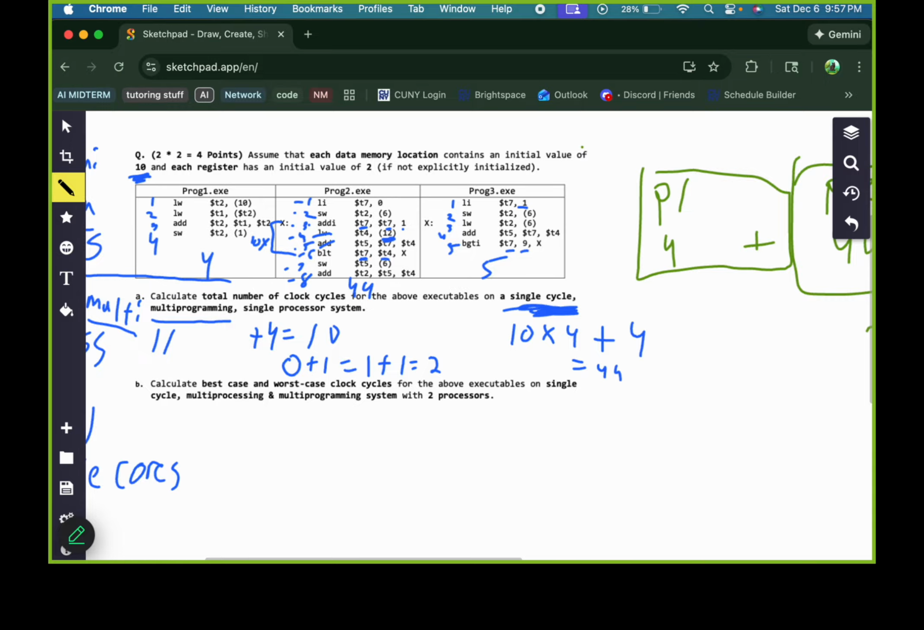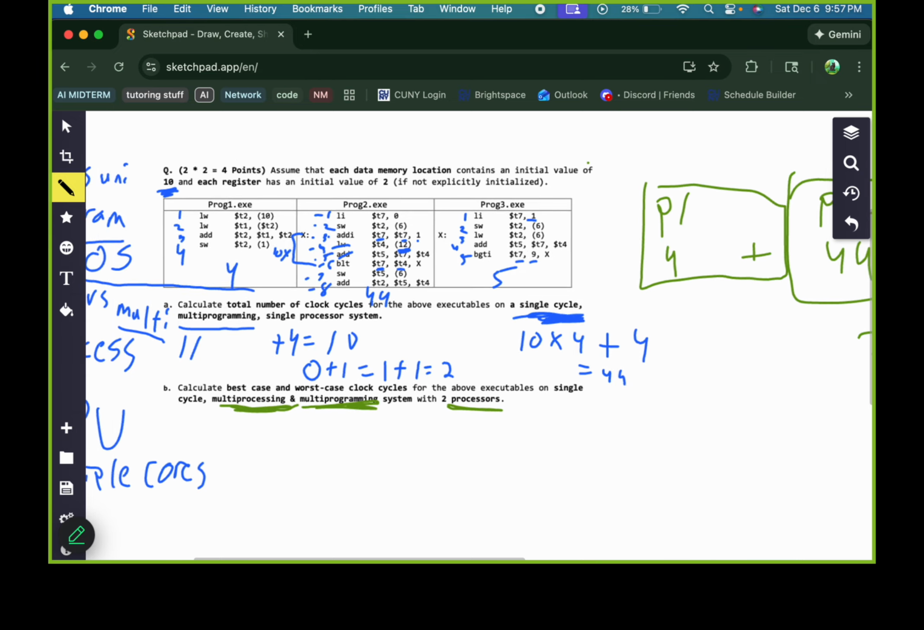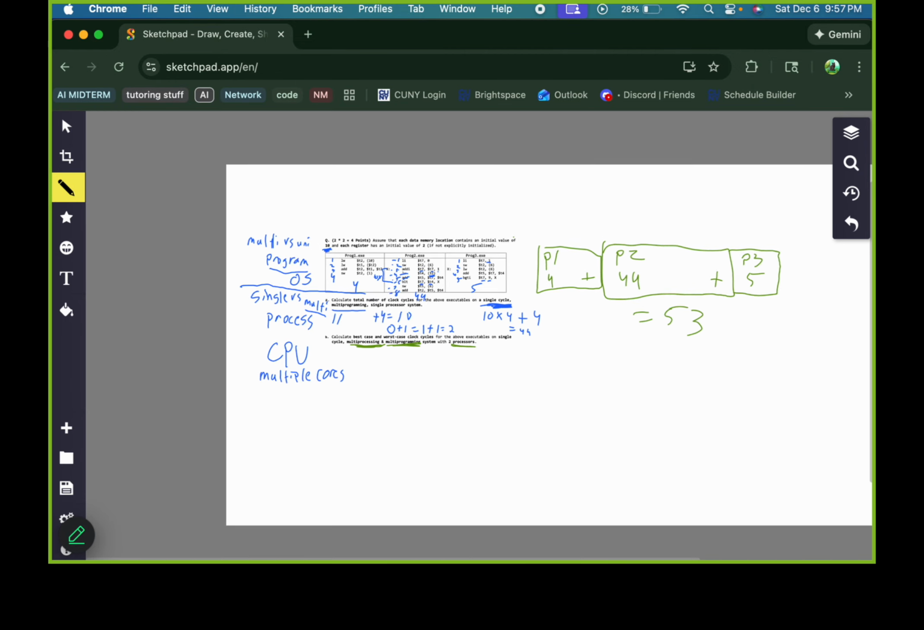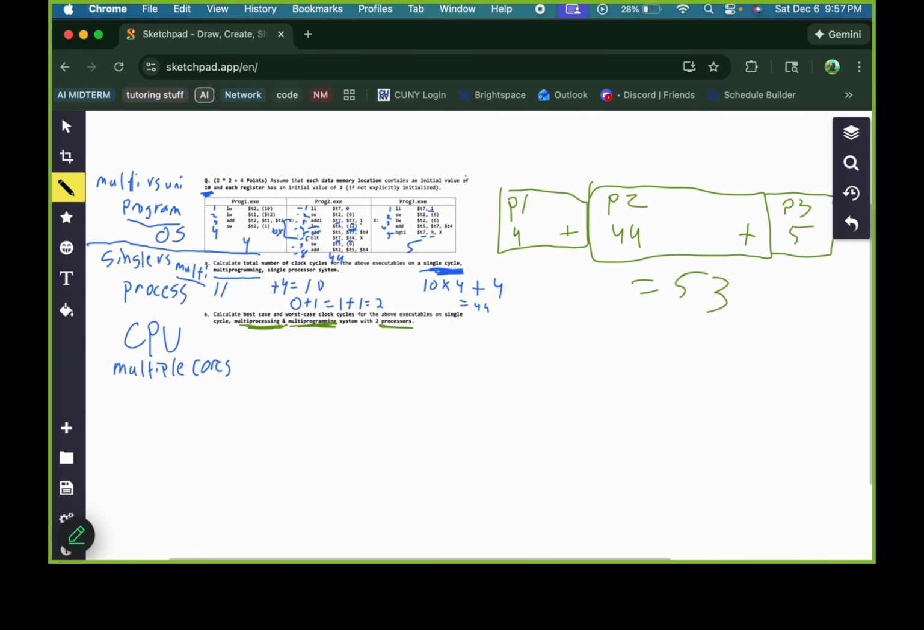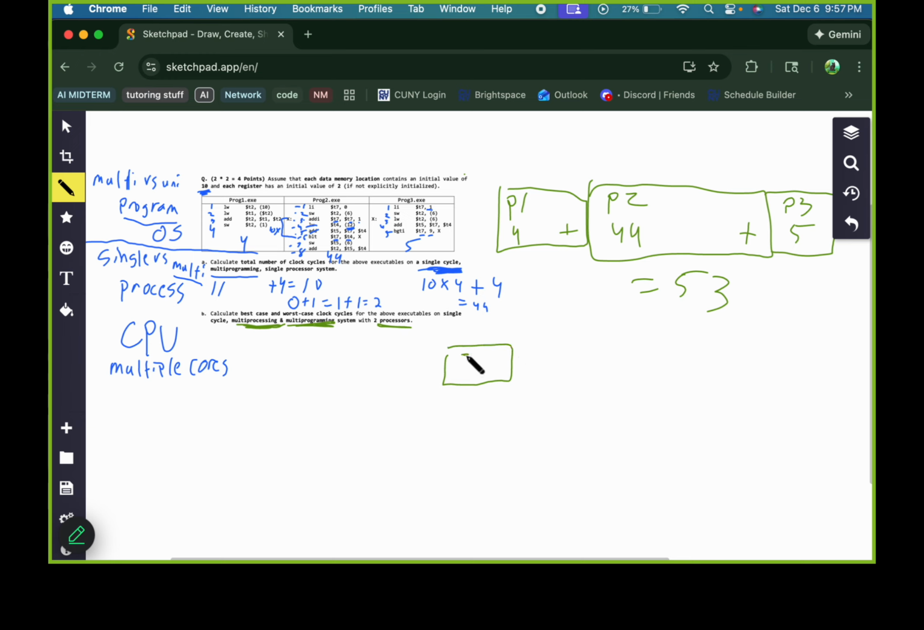Now, the second part, multiprocessing and multiprogramming. This, with 2 processors, allows us to actually take advantage of that. And with this, right, now I have 2 processors. So I can handle 2 of these things at the same time. I can do program 1 with 4, right? And then on my other processor, I can handle program 2, 44. Now we know program 1 is going to finish way earlier. So program 3 is going to also get on this processor.